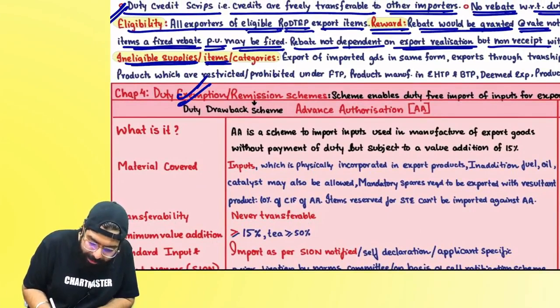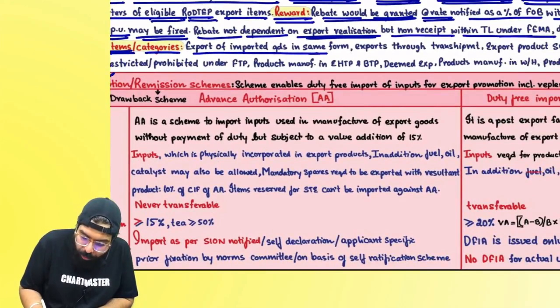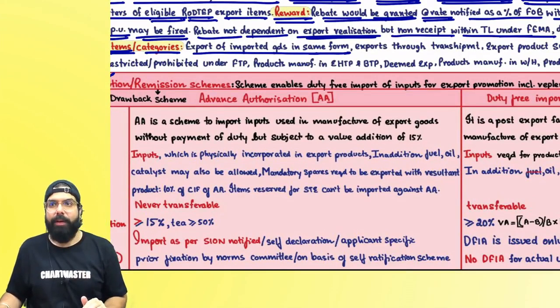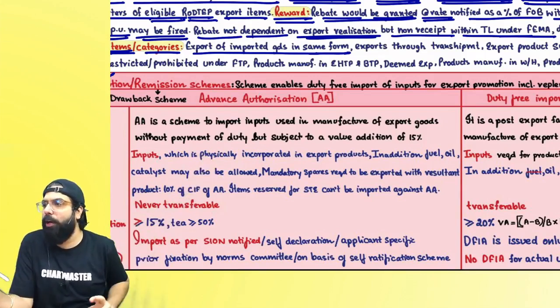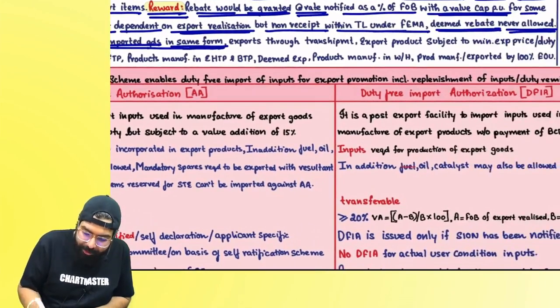Ineligible supplies or items or categories: export of imported goods in the same form. Government is promoting Make in India. You got some goods from outside India and are exporting them as such. They are telling you the RoDTEP benefit will not be given. Export of imported goods in the same form.